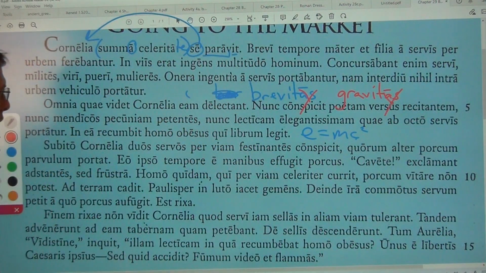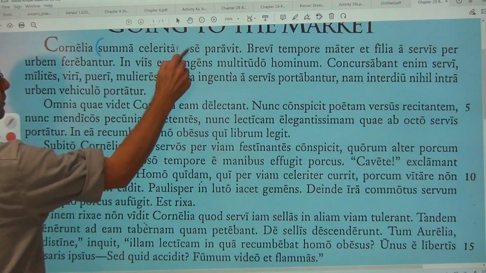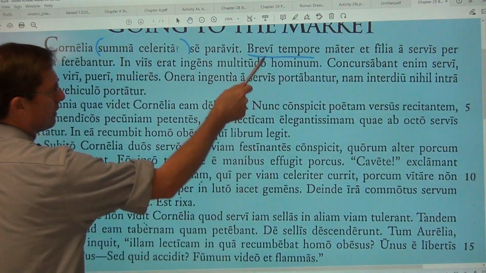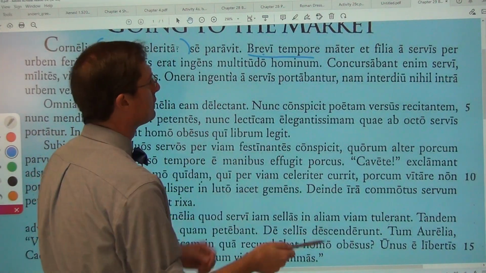And so be aware that those are nouns that exist in abundance in Latin that will be coming along with more and more frequency. So, she prepared herself with the greatest speed. Brevi tempore, in a short time, and there's that word that I just turned into brevitas, brevity, shortness.